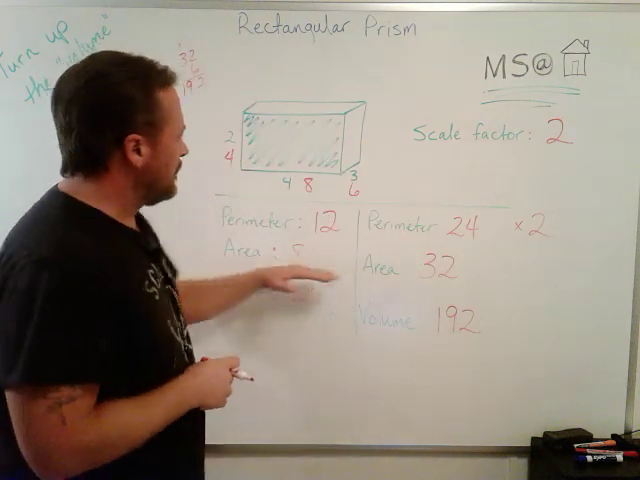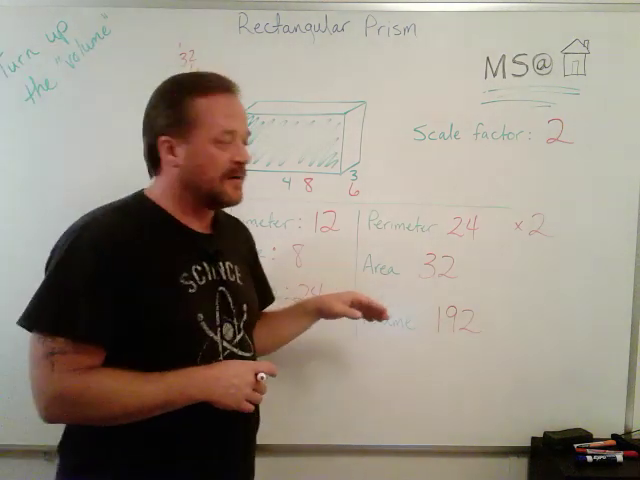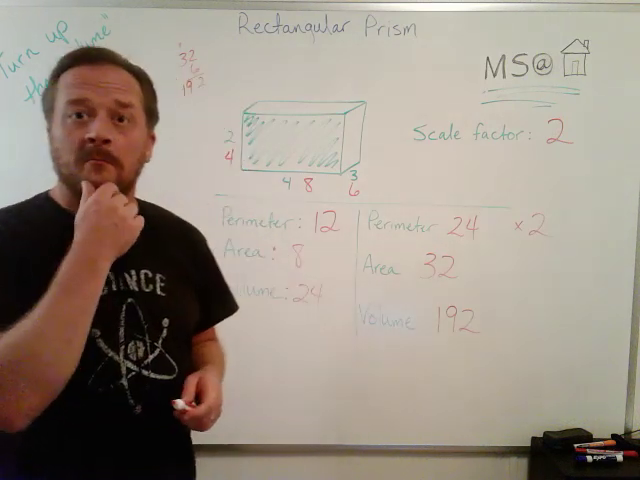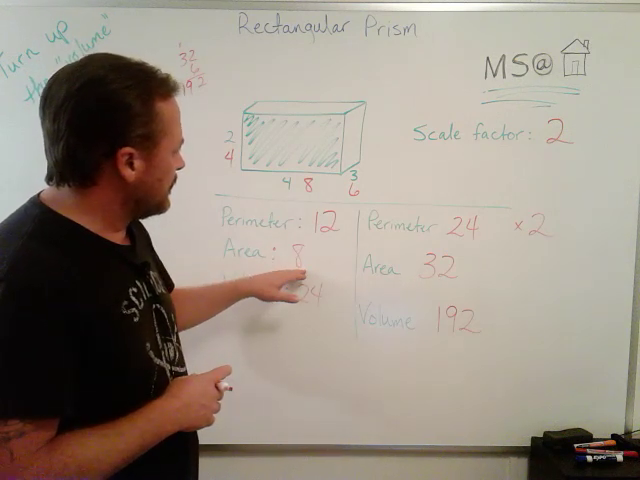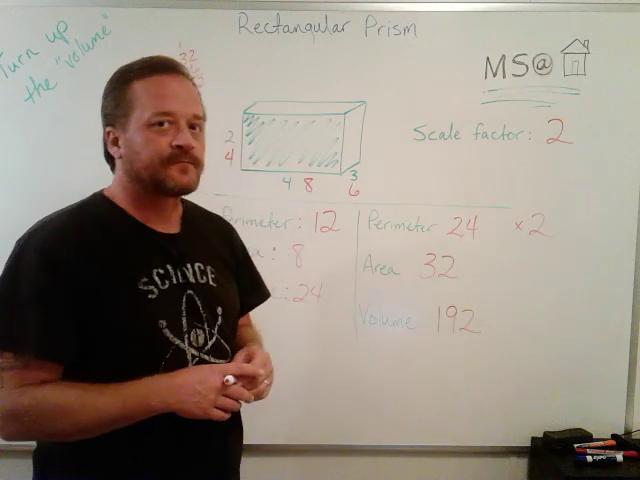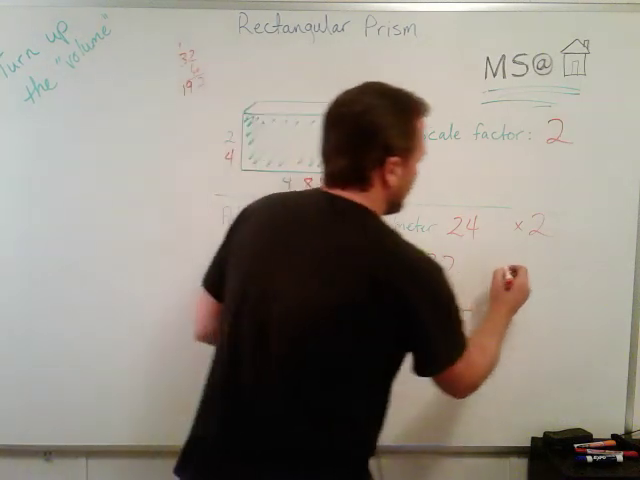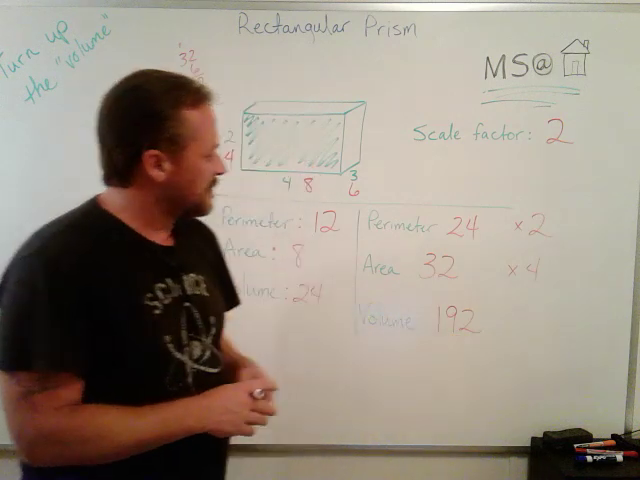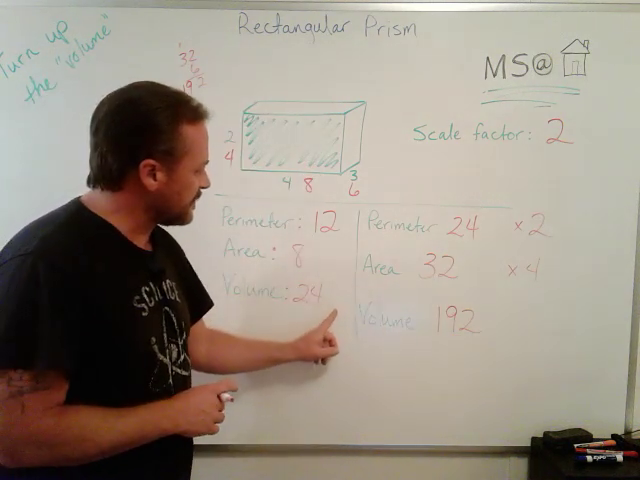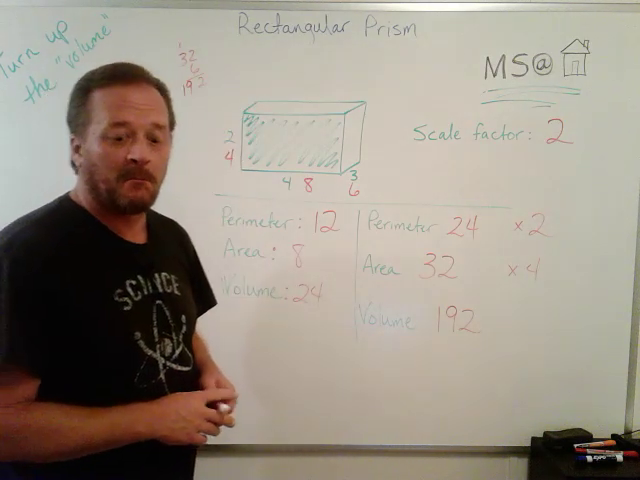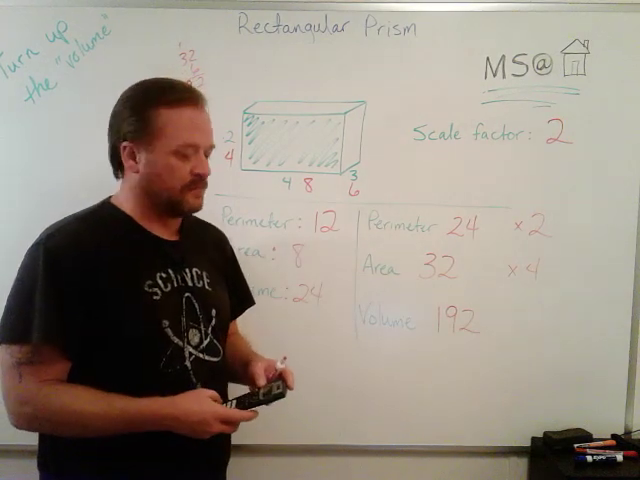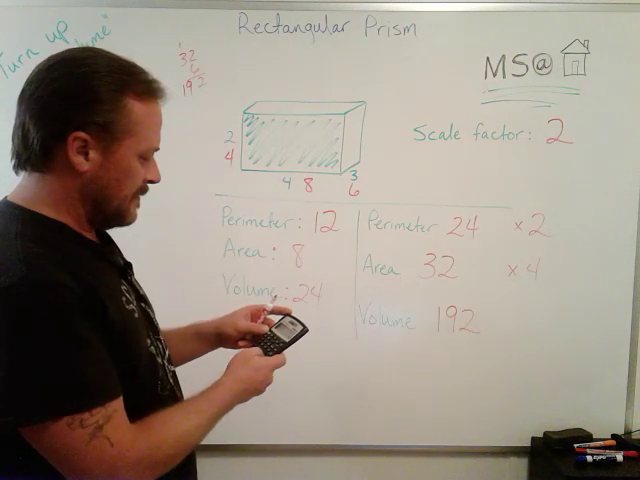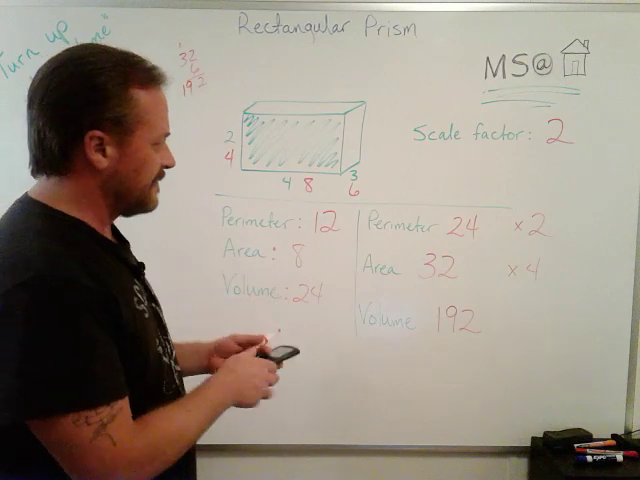Okay, look at area. Is area doubled in the new prism? Is 8 times 2 32? No, it's not. Interesting. What is the factor that you multiply by 8 to get 32? It's 4, right? So actually this is multiplied by 4. I'll come back to that in a second. How about volume? What's the relationship here? What's the factor that I'm multiplying by 24 to get 192? It's not 2, and it's not 4. 192 divided by 24 is a factor of 8.